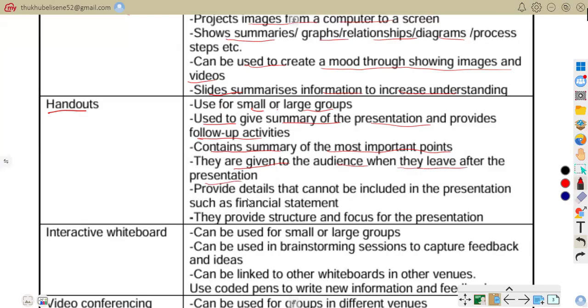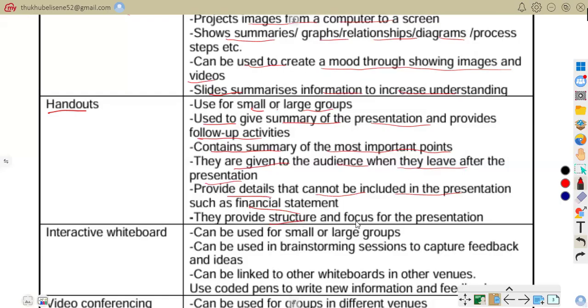As we are talking about them being given to the audience after the presentation, it means that they help the audience remember the presentation later. They provide detail that cannot be included in the presentation, such as a financial statement. So here we are talking about extra information being supplied without overcrowding the slides.